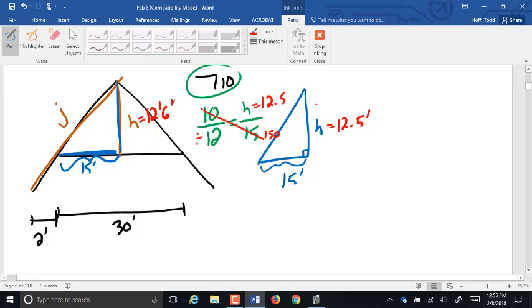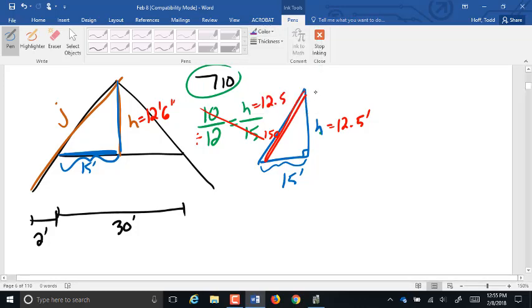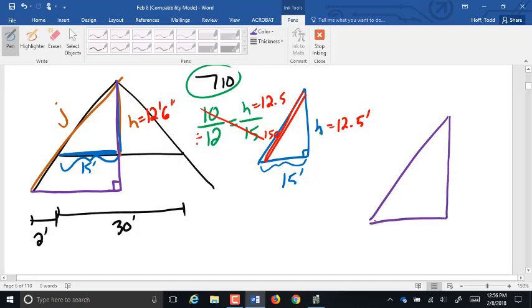Now, do I use this triangle here to find J? No, because I have 2-foot overhangs. I have to make another larger triangle to find J. The only piece I know about this larger triangle is this bottom piece, which is not 15, but 17. It's that run plus the overhang. So I'm going to have to find a height there. I'll call that A for now.